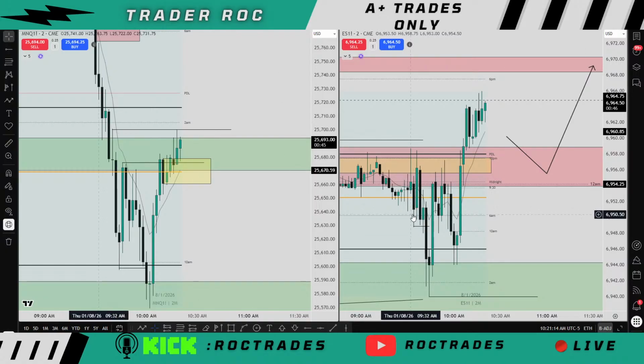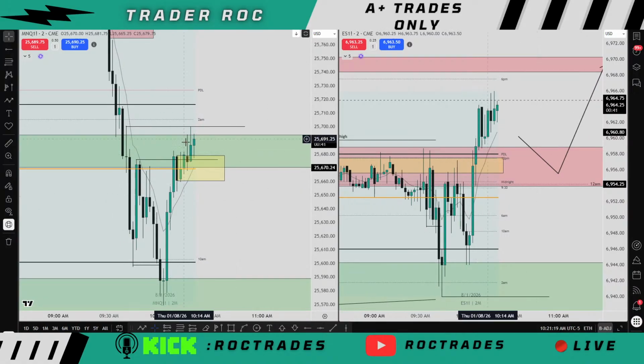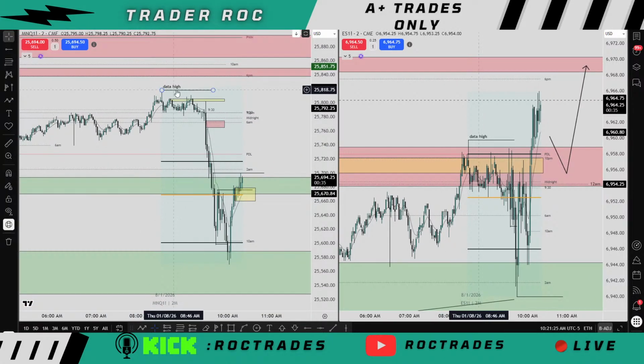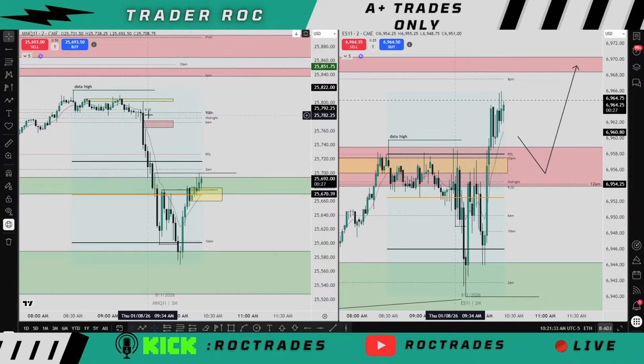Starting to show a lot of strength, but at the same time, it's early. It's only 10:20. If price is truly bullish, then maybe we do take this data high, right? So I don't want to rush into it and get caught in a reversal here.